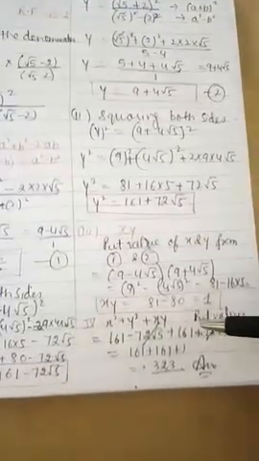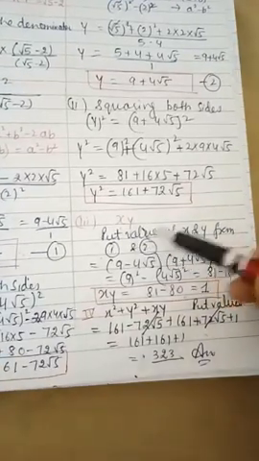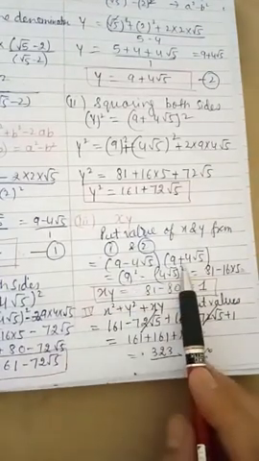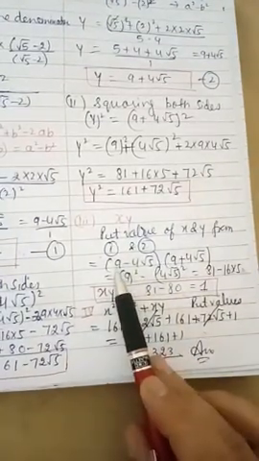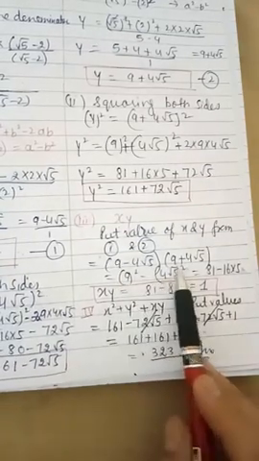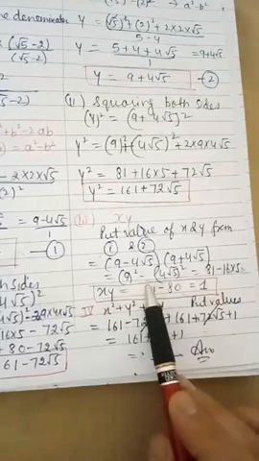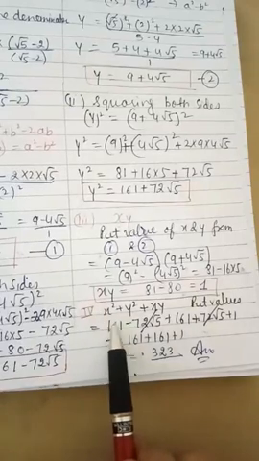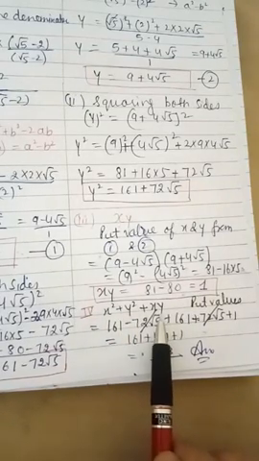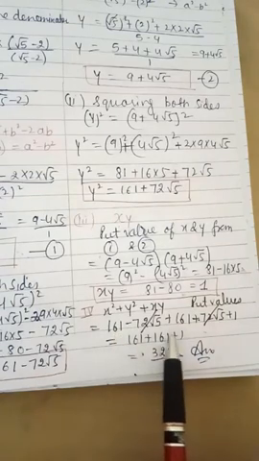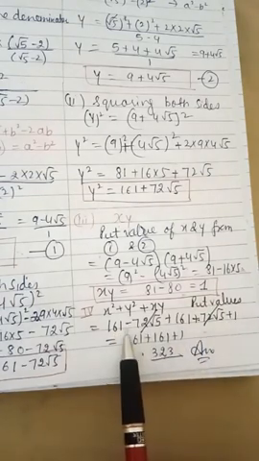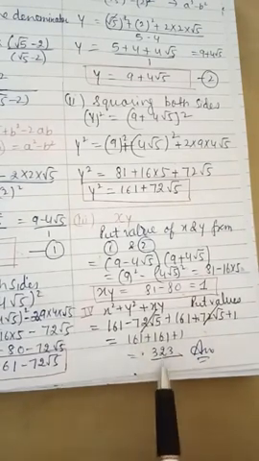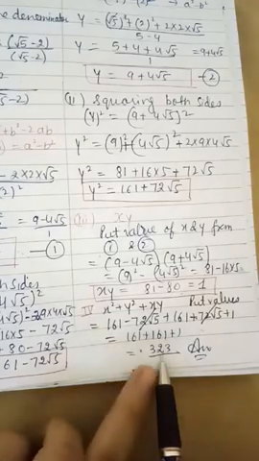Your third part is x into y. x into y means simply we will put the value of x and y. This is the value of x, this is the value of y. Here we can apply the formula (a minus b) into (a plus b), that is a square minus b square, and we can solve, we get the answer 1. Fourth part, you will add the answers of the first, second and third parts. We will put all the values, and we can see here minus 72 root 5, here is plus 72 root 5, both will cancel, and after addition we are getting 323.